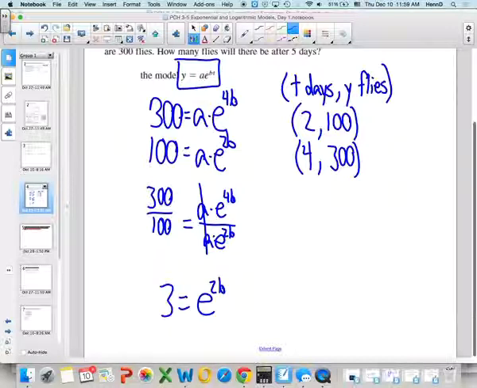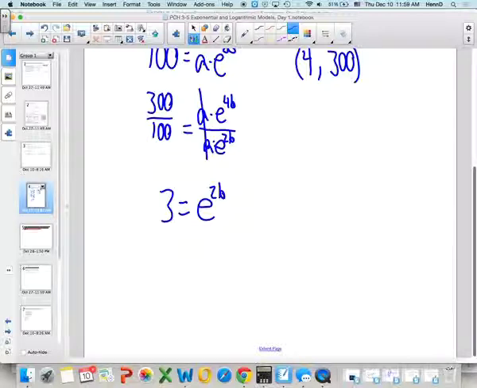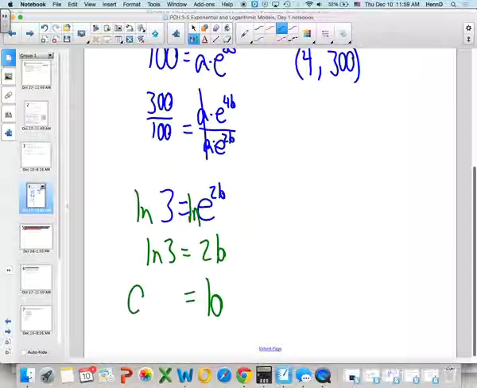Now though, instead of having r to the 4th power and taking the 4th root, now we have e to the 2b power, and we've got to take a natural log of both sides. So ln of 3 equals 2b, and that means b equals, it comes out to 0.55.